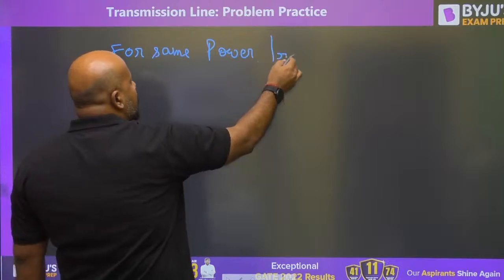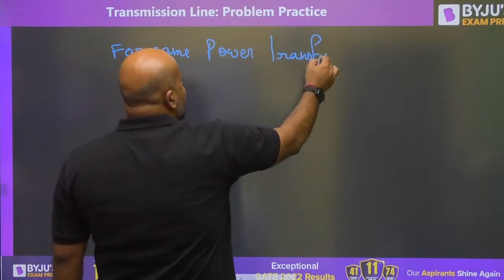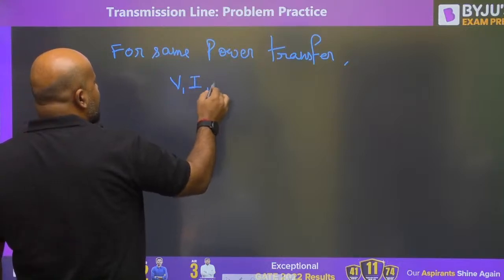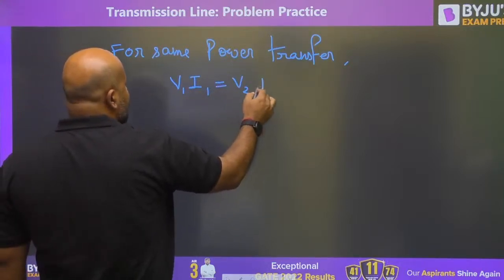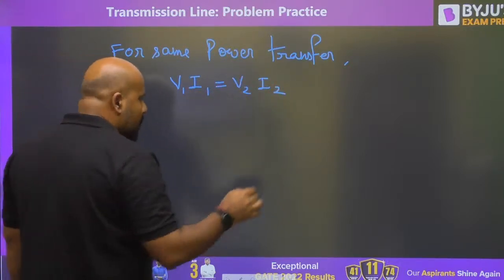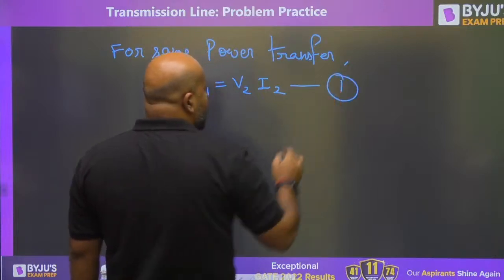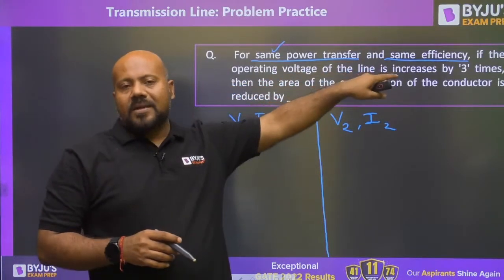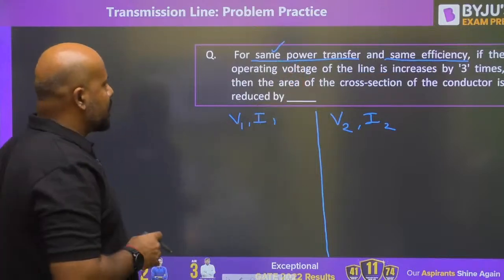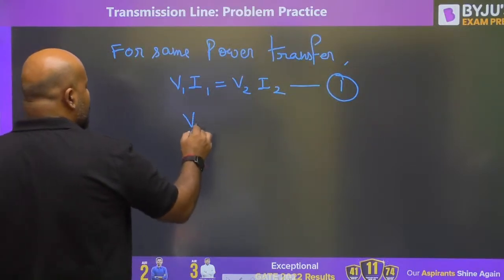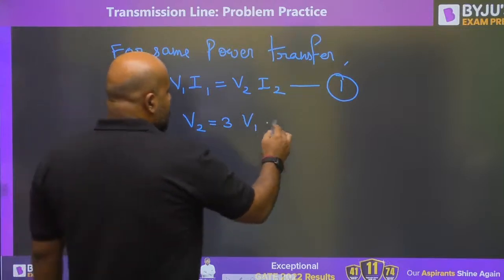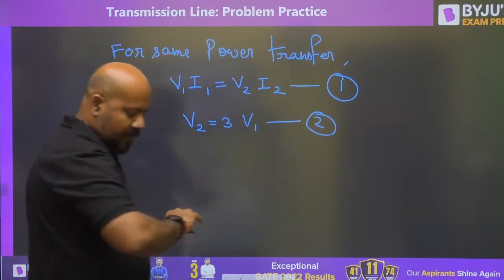For the same power transfer, in the first case, power V1 I1 is equal to V2 I2. He is also giving you one piece of information about the voltage. He is saying the operating voltage of the line is increased by 3 times. It means V2 is 3 times V1. So this is the second piece of information.